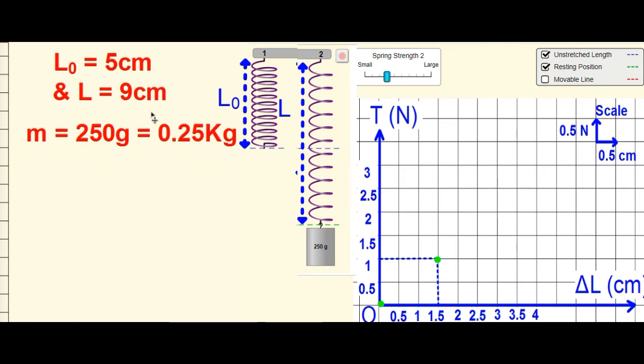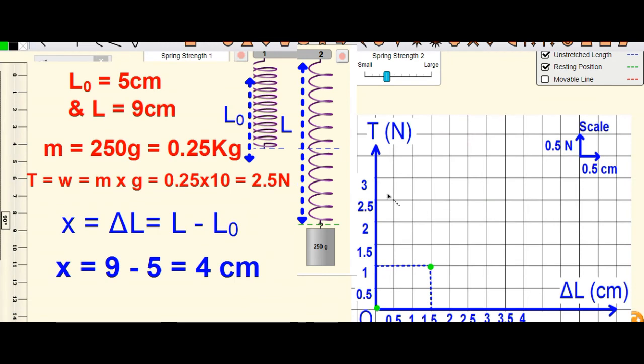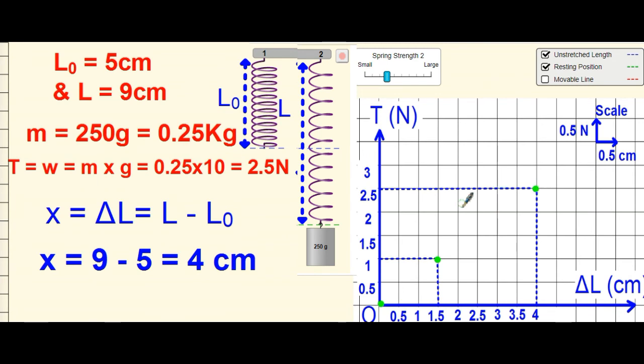Then we can calculate the tension. Tension equal to the weight, M times G, equals 0.25 times 10 equal to 2.5 newtons. Also, we can calculate delta L. Delta L equal L minus L0, and here 9 minus 5, which is 4 centimeters. Again, we can trace the third point. 4 centimeters corresponds to 2.5 newtons. And here 2.5 newtons, horizontal dotted line, and we get our point.